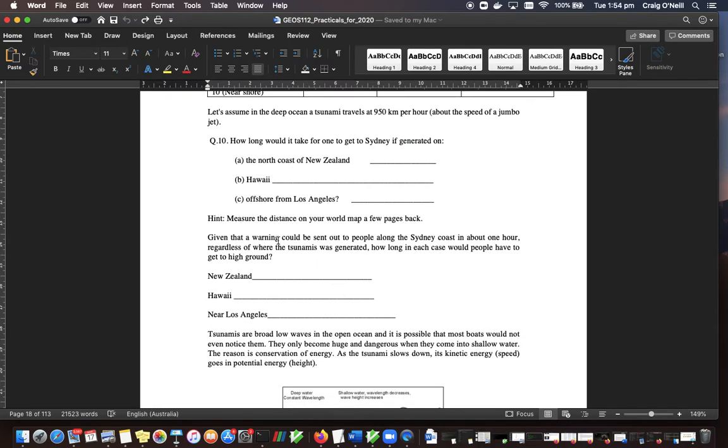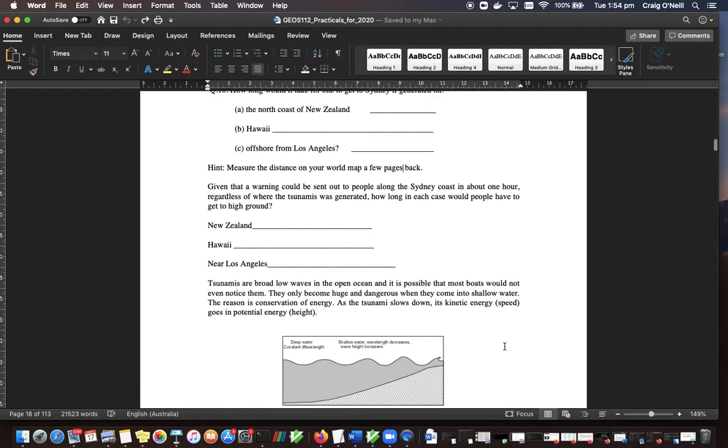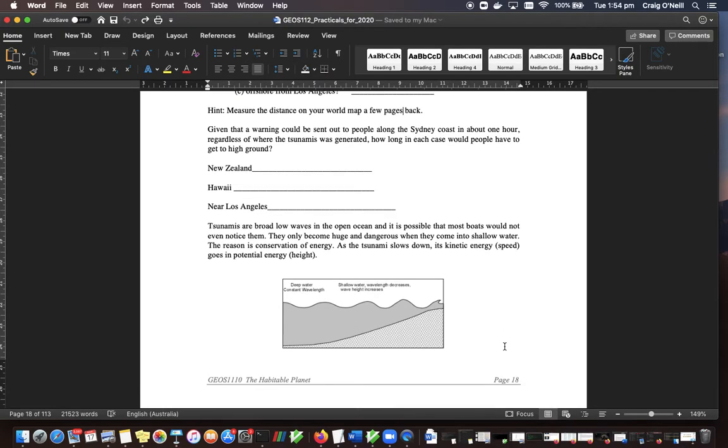Then we've got the question, if we had a warning of about 1 hour, how long would we get for people to get to high ground from a New Zealand tsunami, Hawaii, and LA, which is basically these answers subtracted by 1. But you can also see why a tsunami warning system is so effective for ocean crossing tsunamis.